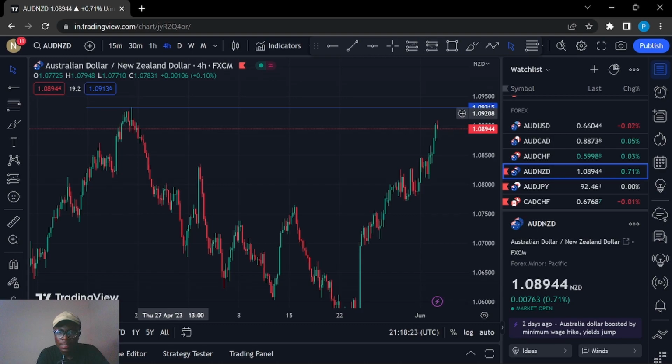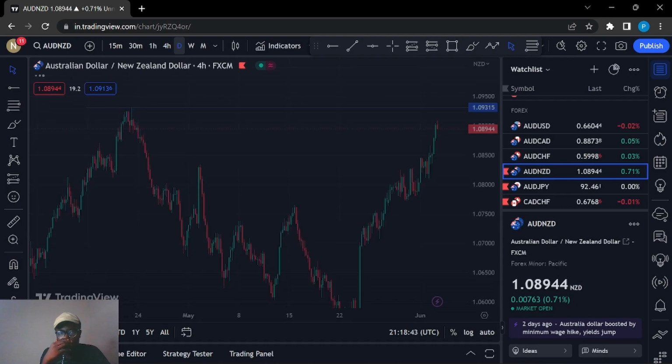And this is a key one. This isn't any random area of support, right? So we have on the 4 hour that price is approaching an area of support. So now let's go on to our higher time frame. So let's do the daily.